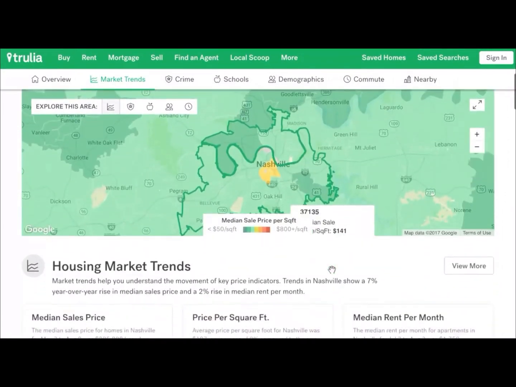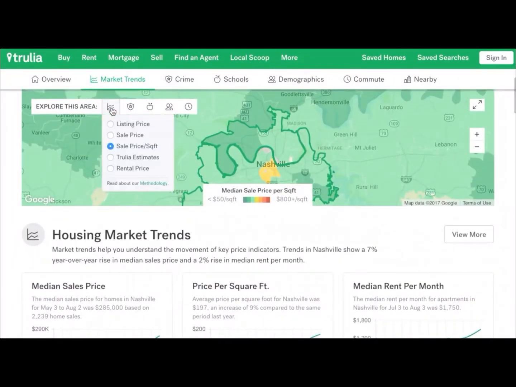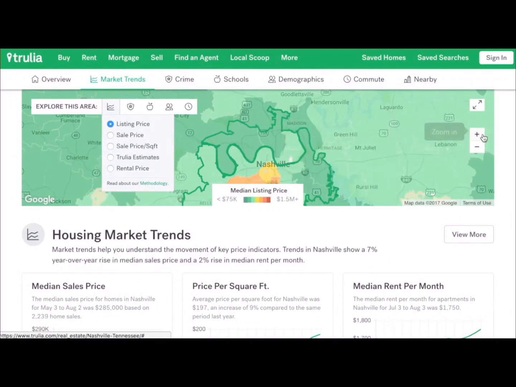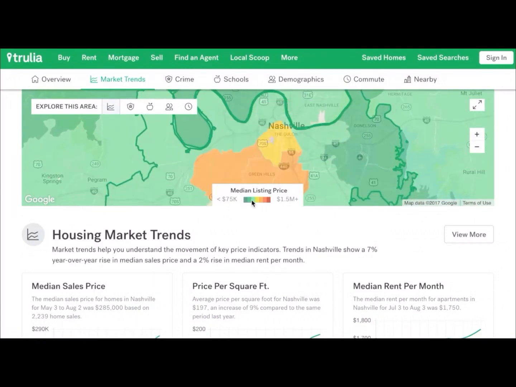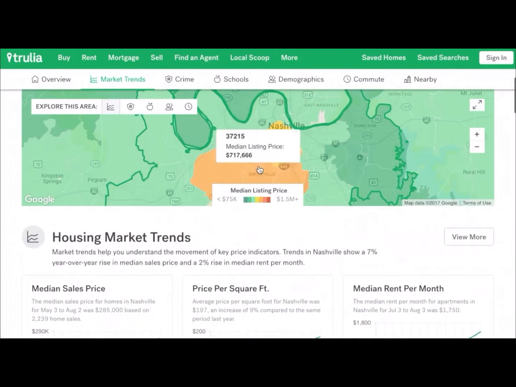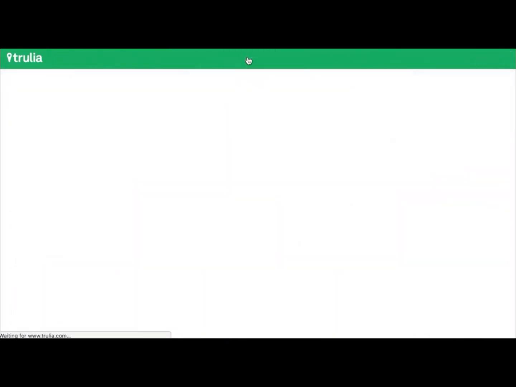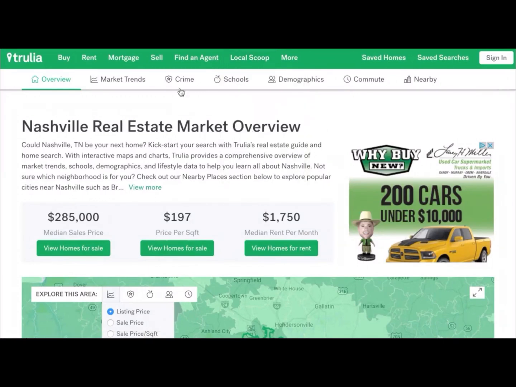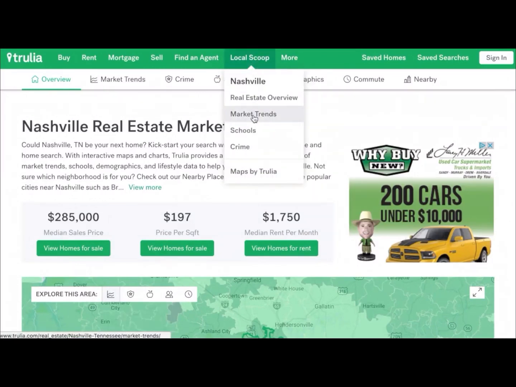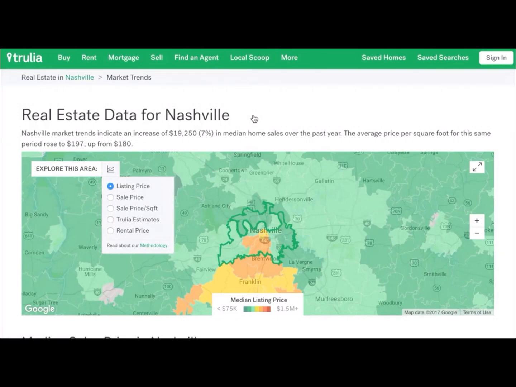Now let's go back to this. Let's look at listing price. And let's zoom in a little bit here. Let's scoot our map up. So here we've got listing price. That gives us different numbers to look at what the listing trends are. Okay, so now let's go to under local scoop. We're in Nashville under local scoop market trends. So we click on market trends.